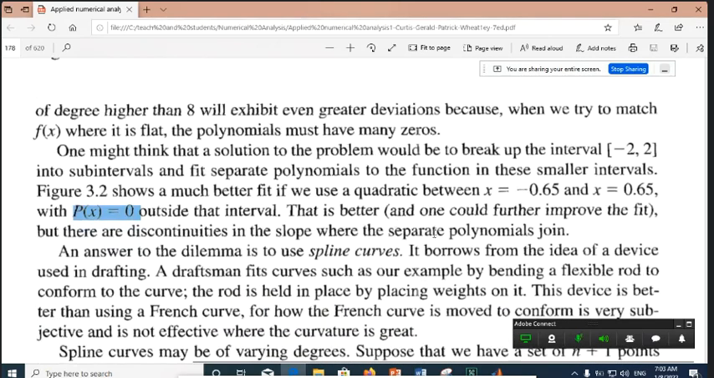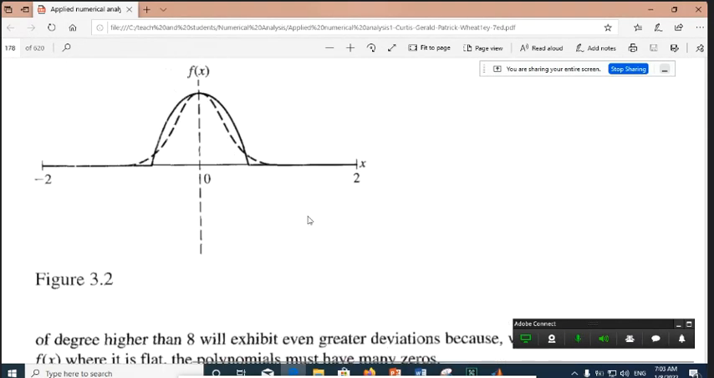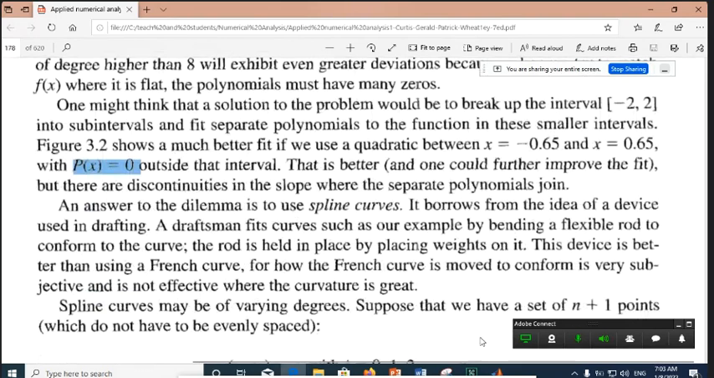That is better, and one could further improve the fit, but there are discontinuities in the slope. For example, at this point and this point, between the first interval and the second, and between the second interval and the last interval, the function is not differentiable. It is not a good answer.